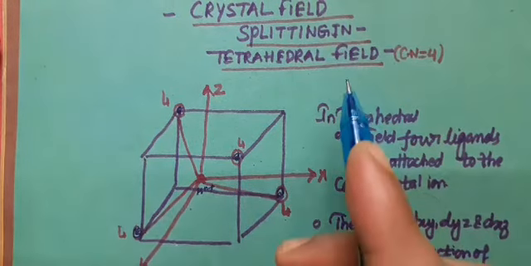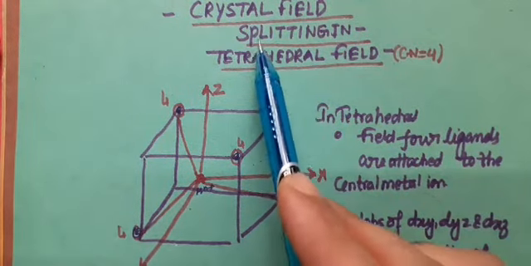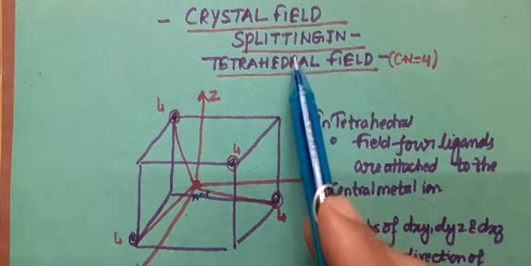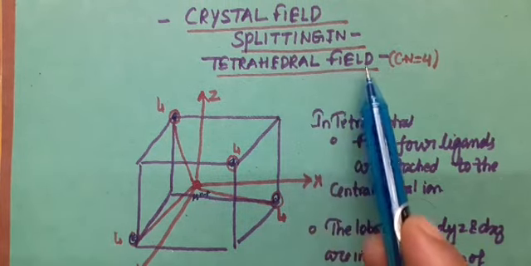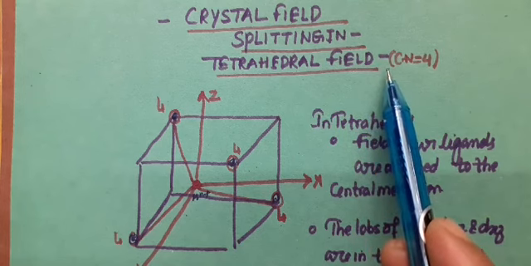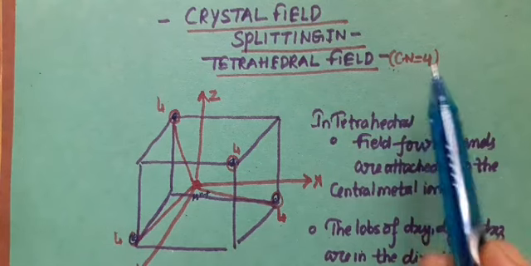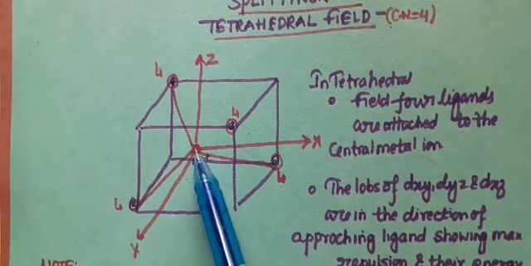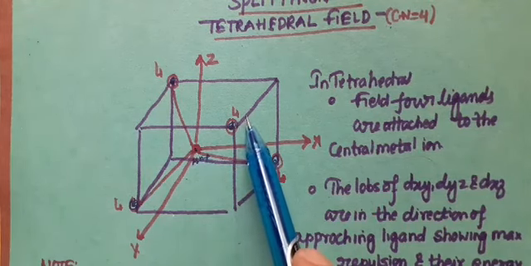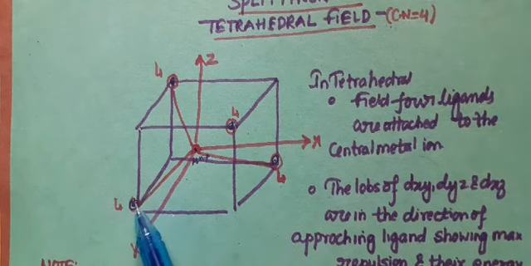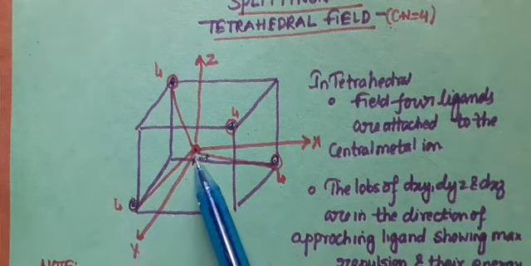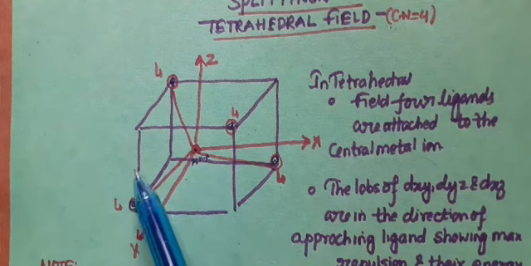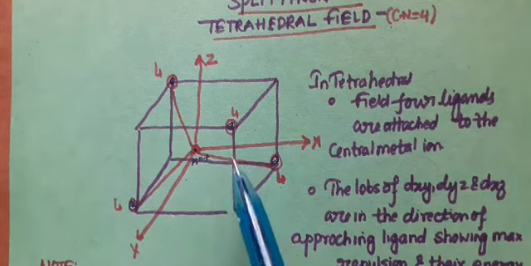Hi student, in today's session we will discuss crystal field splitting in tetrahedral field, which means the splitting of d orbitals for those complexes which have the coordination number 4. For this purpose, we have taken a tetrahedral complex in a regular cube, and the ligands are attached to the central metal ion and placed in alternate corners of the cube.